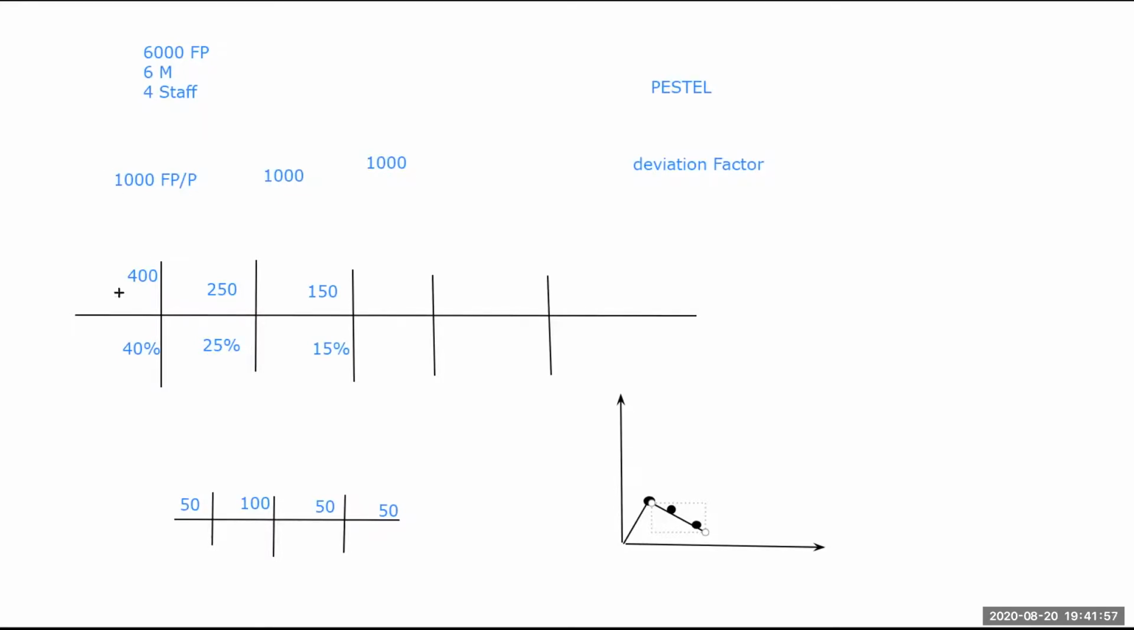Okay, so can you count this number for me? 400, 250, 150, and subtract it from 6,000. So we have 3 months remaining. Divide the remaining by 3. What is the number?